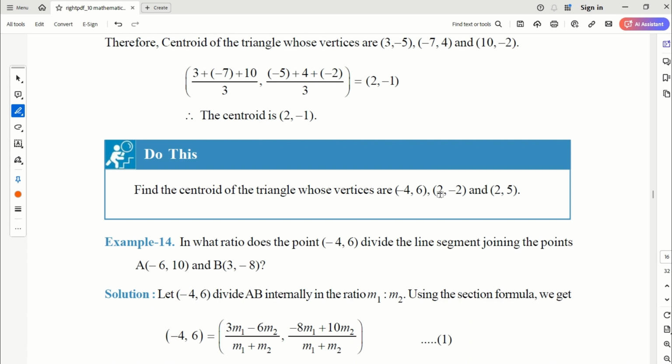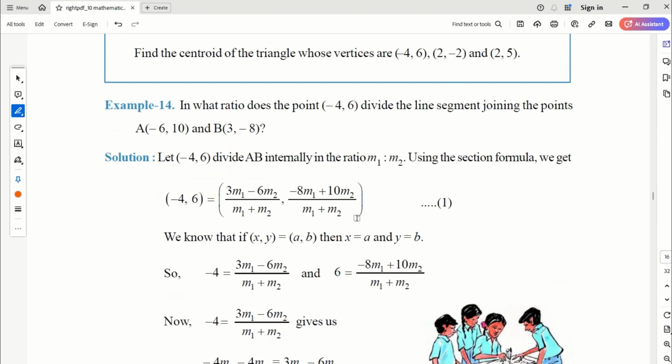Centroid of these 3 given points: minus 4 plus 2, minus 2 plus 2, right? 0, 0 by 3 is 0. 6 minus 2, which is 4. 4 plus 5, 9. 9 by 3 is 3. So 0 comma 3 is the centroid of these three points.